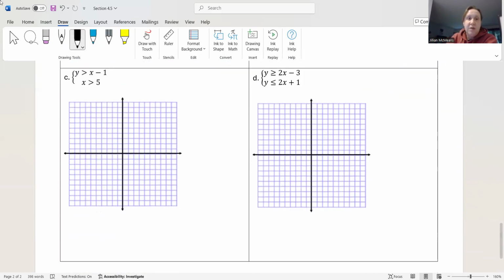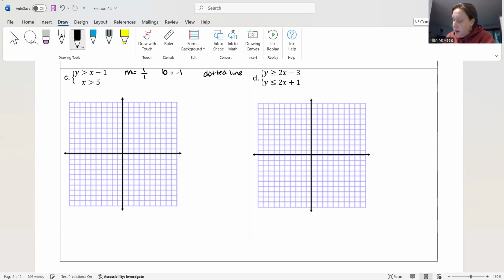All right, let's look at part C and D. So for part C, we have y is greater than x minus 1, and then just x is greater than 5. So for the first line, we'll again use black, and then for the second one, we can use blue. Okay, now for the first line, we have already solved for y, so we don't have to do any work there. And the coefficient of x is 1. So that tells me my slope is 1 over 1, and then my y-intercept is negative 1. Okay? And I have the strict inequality, so I do not have the or equals to, so that tells me to connect with a dotted line.